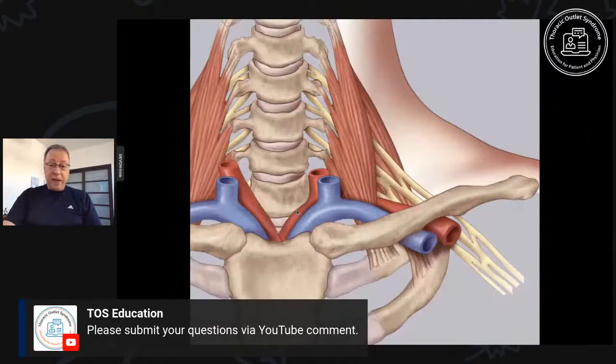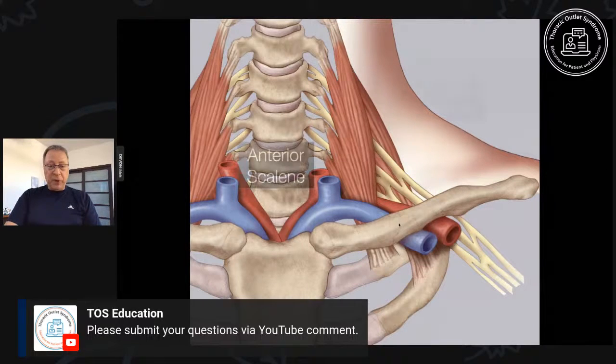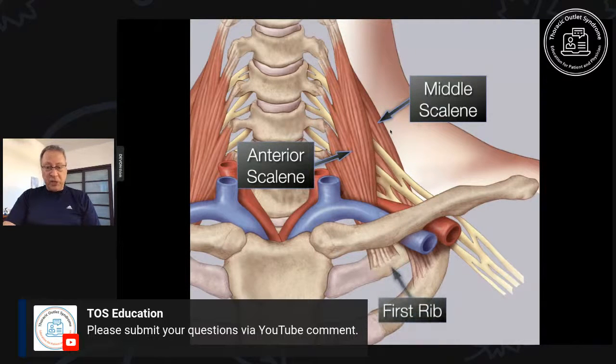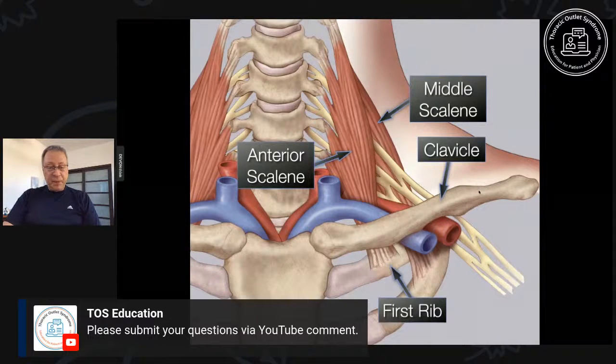Okay? This would be a patient whose left shoulder is out this way. Obviously, this is their cervical spine, and we're looking at the left thoracic outlet. First thing we see, and what we always want to see, is the anterior scalene muscle. In this case, we also see the middle scalene muscle. Here are the bony structures, first rib, and the clavicle.